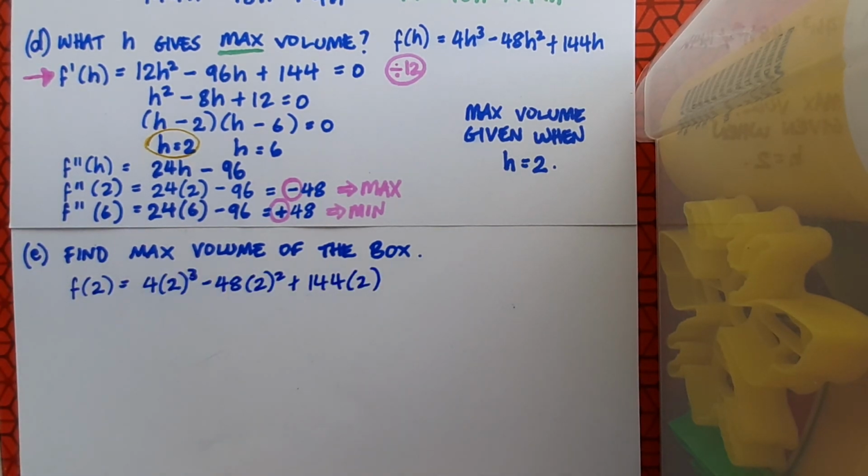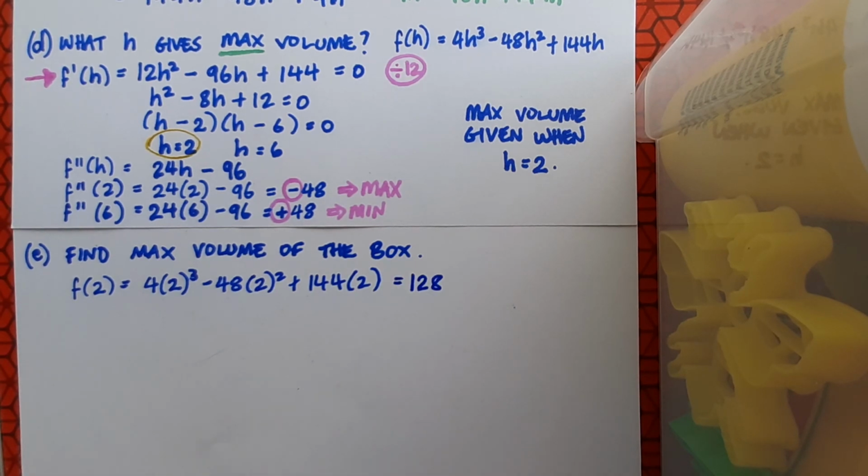So I'm filling 2 in for h. And the maximum volume of the box when I sub in 2 is 128.